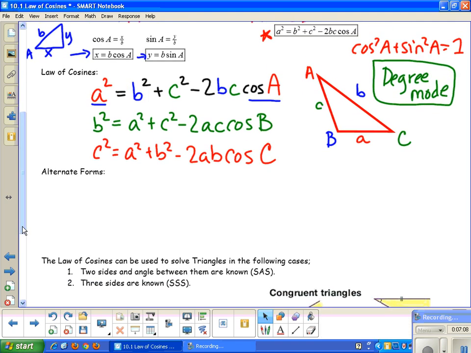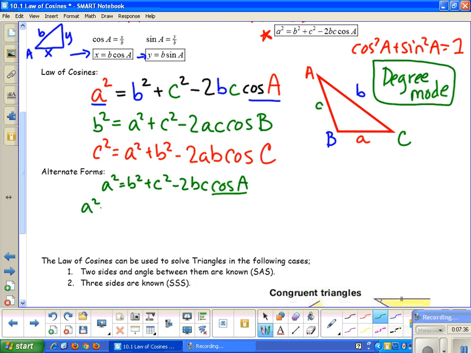Now, we also have alternate forms for the law of cosines. Some alternate forms that we have are by solving for the angle. So let's say you were given all the sides and you wanted to find the cosine of A. Well, I'm going to write this out again. We have A squared equals B squared plus C squared minus 2BC cosine A. Let's say I wanted to solve for the angle if I knew all three sides. In this case, I would subtract the B and subtract the C to the other side. So I have A squared minus B squared minus C squared equals negative 2BC cosine of A. And then, of course, I would divide both sides by negative 2BC.